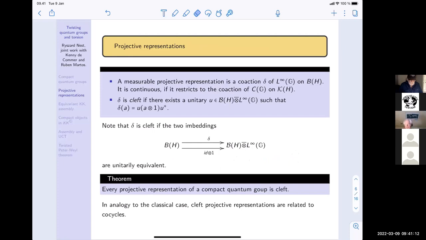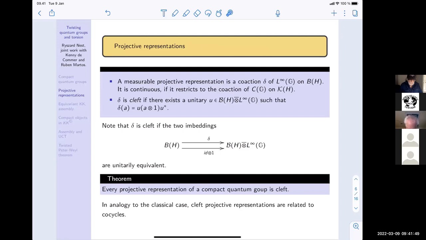If you think about a projective representation of a group, it's always implemented. So it's really a representation and the product is preserved up to a cocycle. So it's a representation up to a cocycle. In this case, it's a definition. So such a projective representation of a compact quantum group, or in general of a quantum group, is called cleft if it's implementable. So it can be implemented by a unitary.